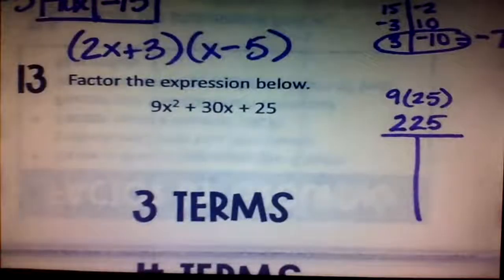Okay, so what two numbers are going to multiply together for 225 that are going to give me 30? Oh, they're doing 30? 25 and 5. Hold on. Let's go to our calculators. Let's cheat on this one and use the calculators for this one.